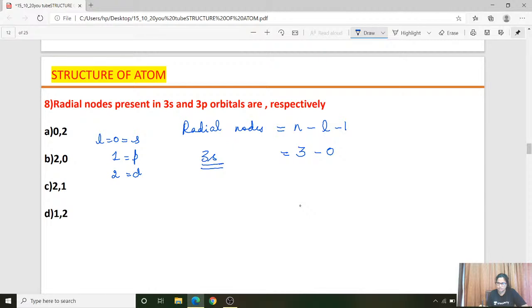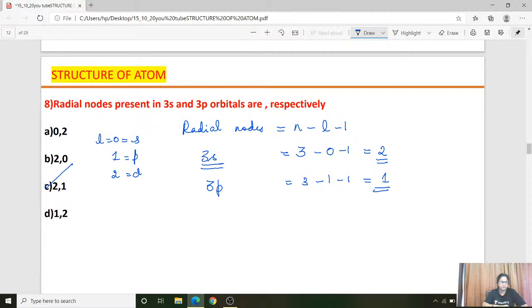So this is 0 minus 1. So 3 minus 1, you are getting 2. Whereas in case of 3p, students, 3 minus, what is the L value? 1 minus 1. So 3 minus 2, that is 1. So the answer is 2 and 1, option C. Is it clear?